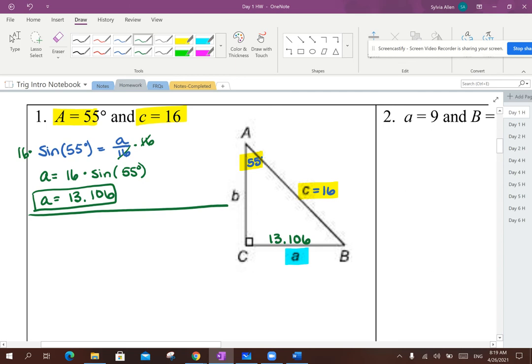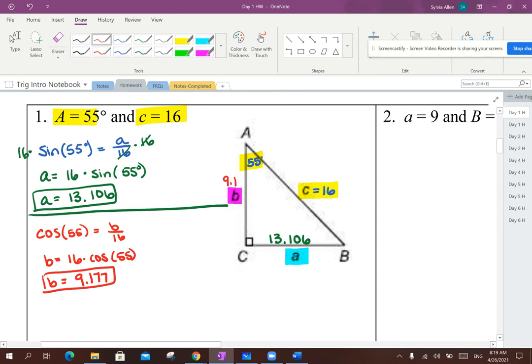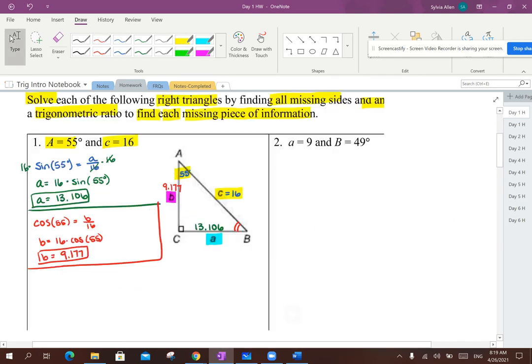Now the next one we're going to do is to go ahead and find the adjacent side. So we're going to use cosine. So we've got cosine of 55 degrees is equal to b over 16. We're going to multiply both sides by 16. And then when we do our calculations, we get 9.177. So now I can fill that in with 9.177. Now all of the sides are done. Now what we need to do is find angle B. And it did say for us to use a trig ratio.